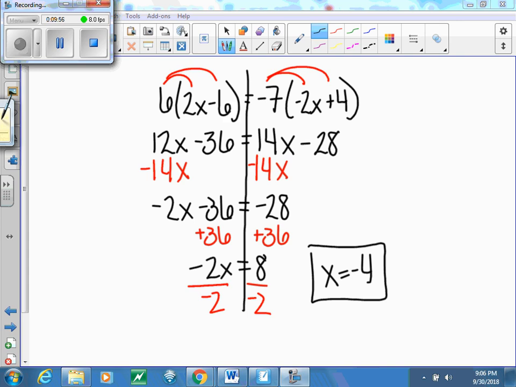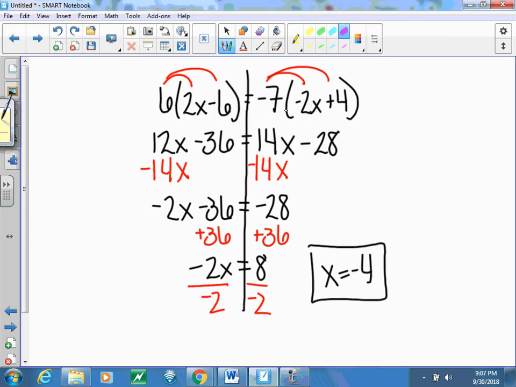All right, with the second example here, you should have actually gotten a solution. The answer is x is equal to -4. So if you got that, go ahead and go on to number 3. If you did not get -4, take a look at what you did.